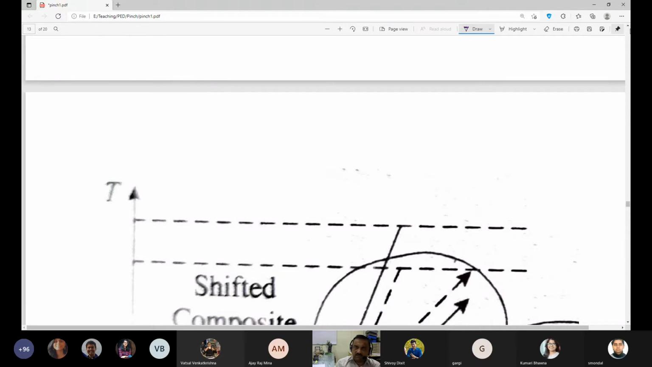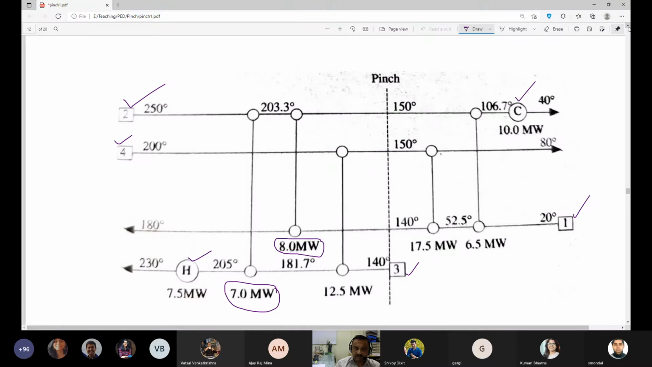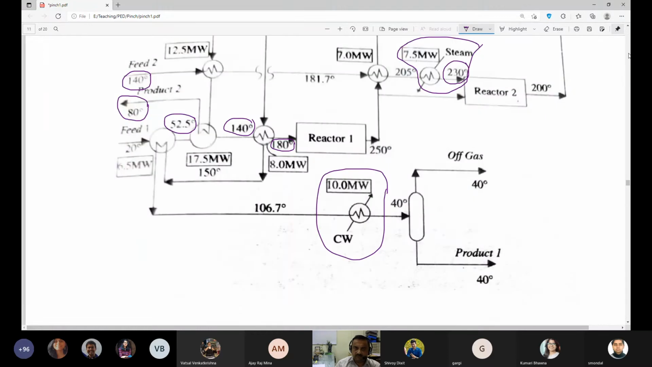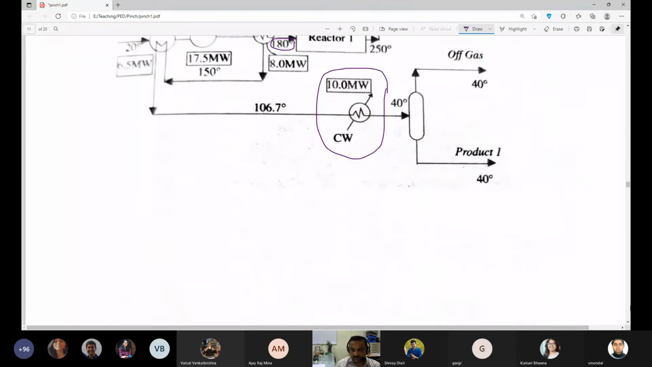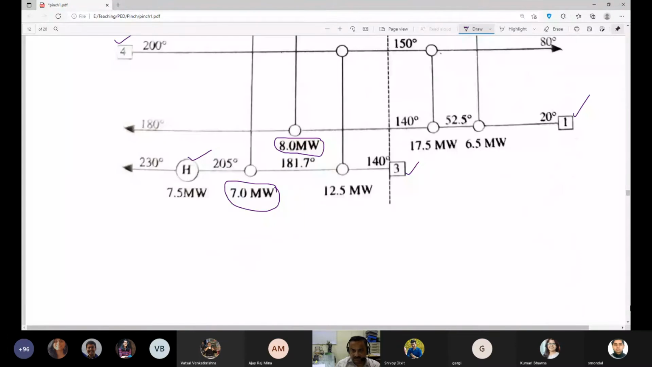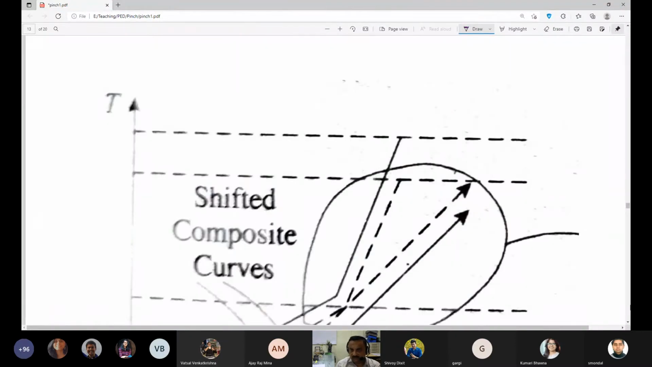Now in this case you would note that the pinch point is around 140 degrees. If you look at this plot, it is coming to around that range, 140 or so. So in that range is the pinch point. I have two pinch points, one for the hot stream and another for the cold stream. If delta T min is 10 degrees, then the difference in the two pinch points would be 10 degrees.